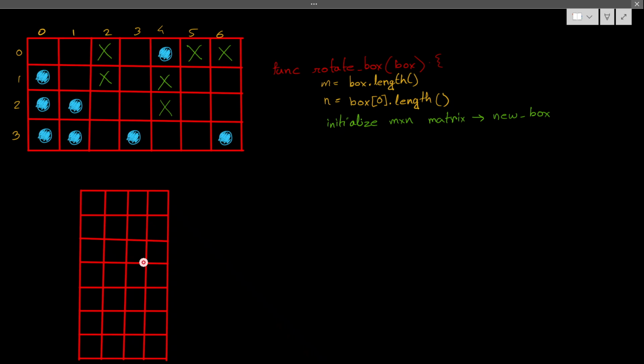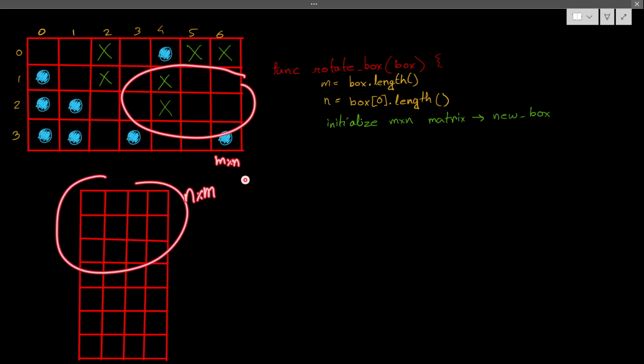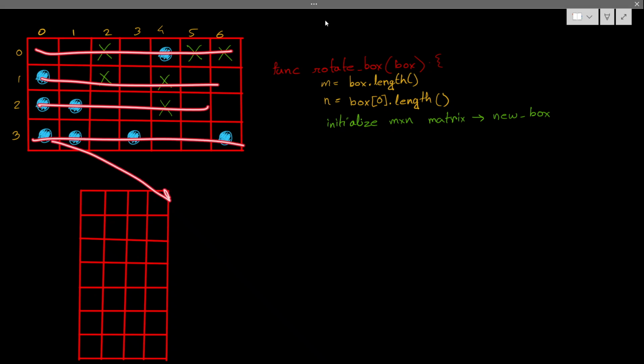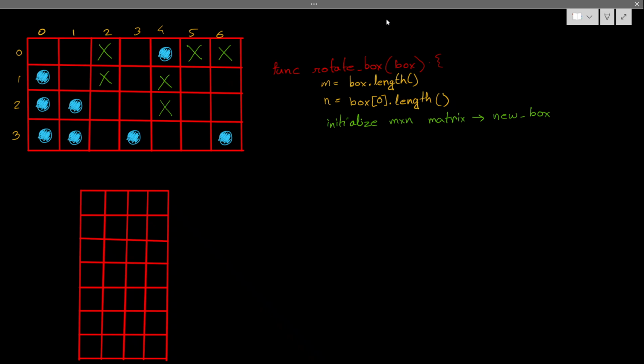So this is my m cross n matrix, and this is the n cross m matrix. What I have to do is iterate over each element from here to here and check which position it goes to. For that, I'm writing: for i equals 0, i less than m, i plus plus.